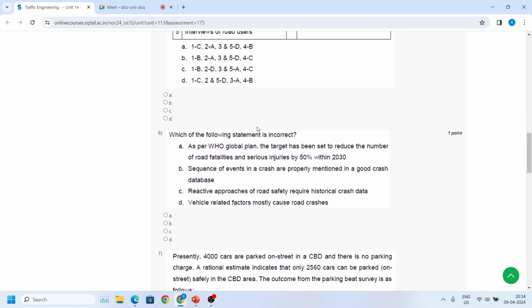Then which of the following statements is incorrect? So this one I think I have already discussed, the first one. Then the other ones, I think, yeah, this last one I discussed as well. There it was slightly in a different manner. I think environment was written, road environments and so on, but here it is vehicle related factors. The other two sequences of events or the reactive approaches require historical crash data. If you go through the slides, you'll get the answer. Shouldn't be too difficult as such.